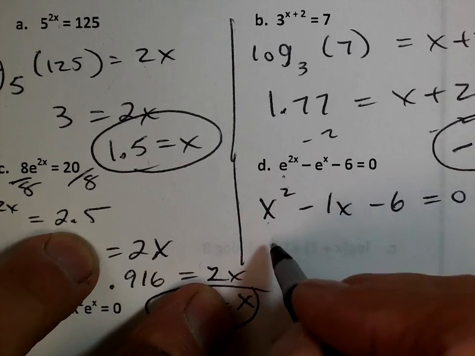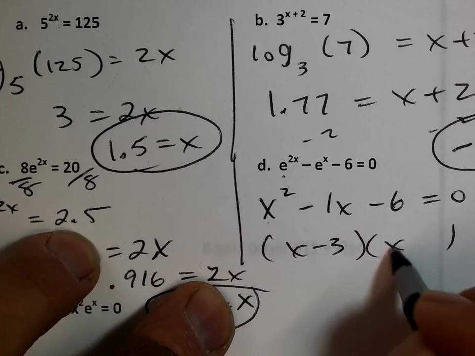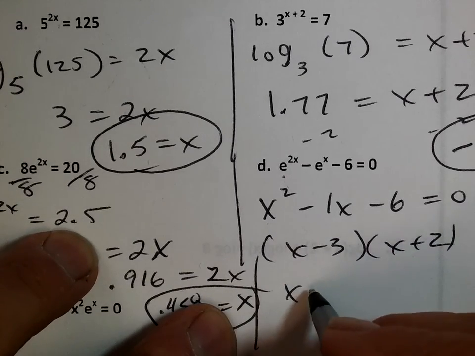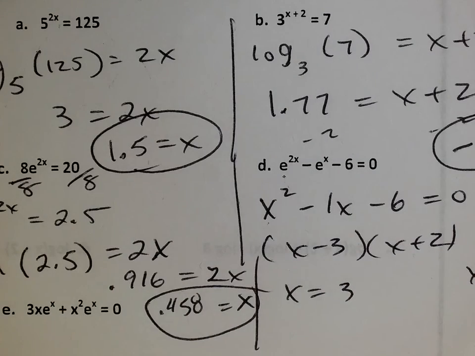Now this will factor, right? x minus 3, x plus 2 equals 0. And then what I get is x equals 3 and x equals negative 2. That's easy.